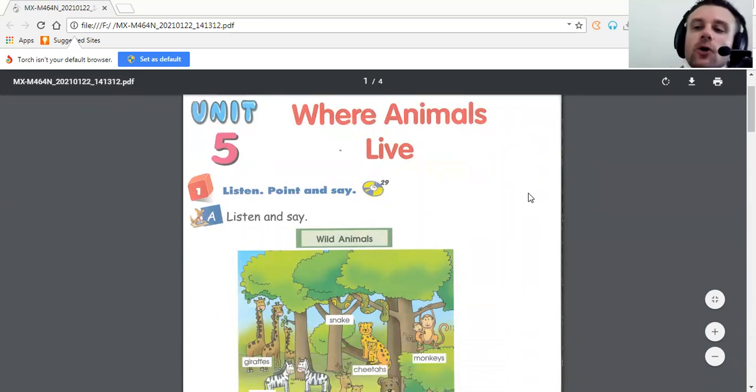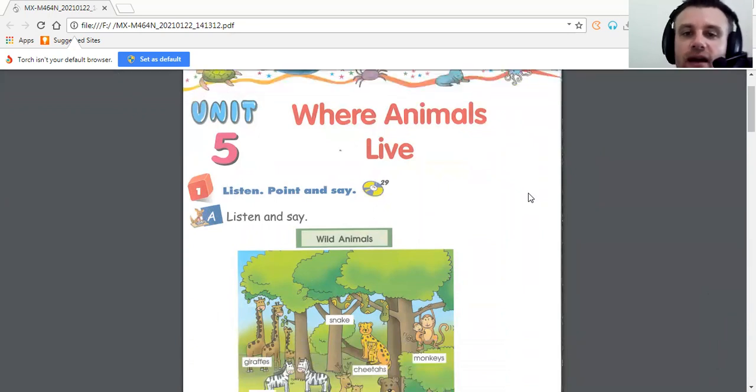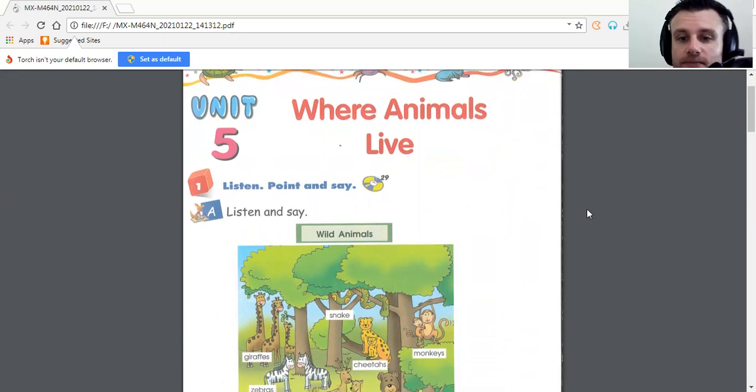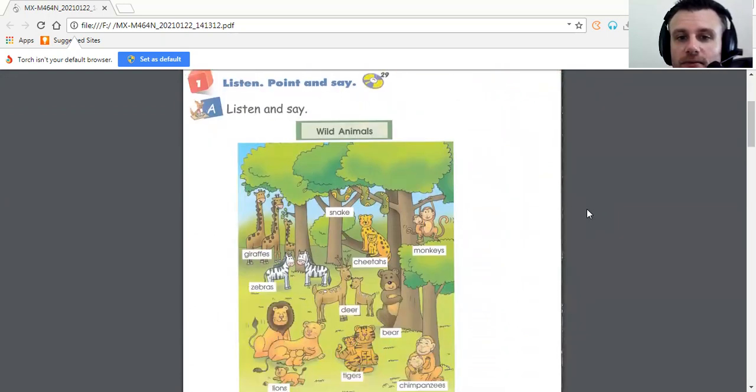So we will talk about Unit 5, where animals live. First, what do we have? Repeat after me. Wild animals. Wild animals. Which kind of animals do you have in the pictures?